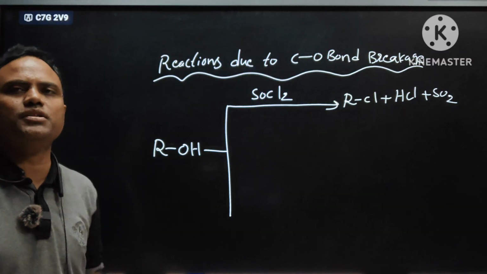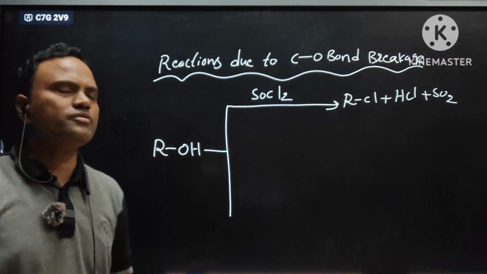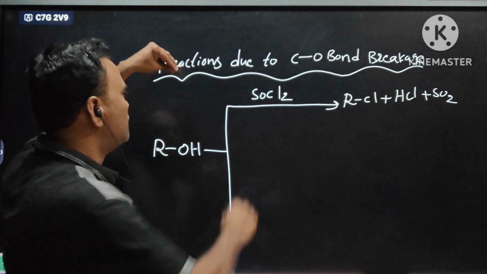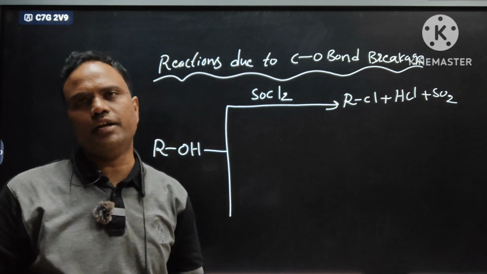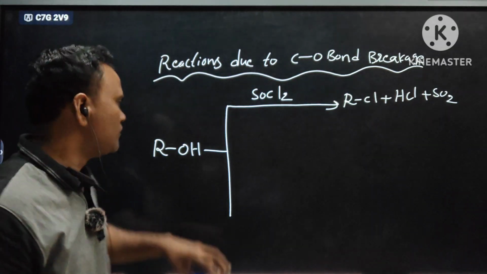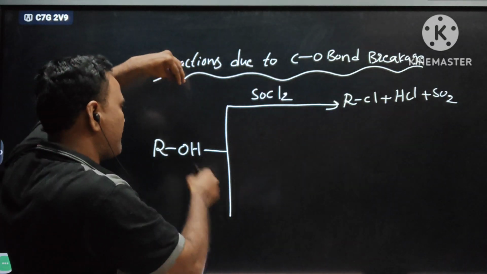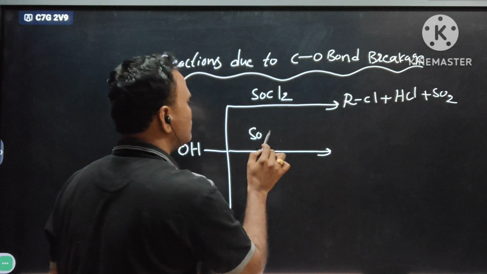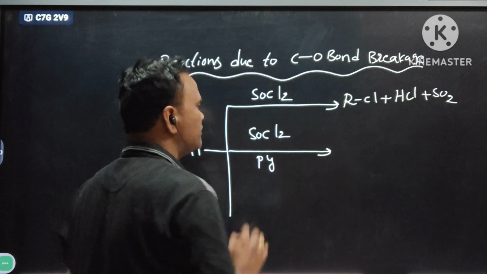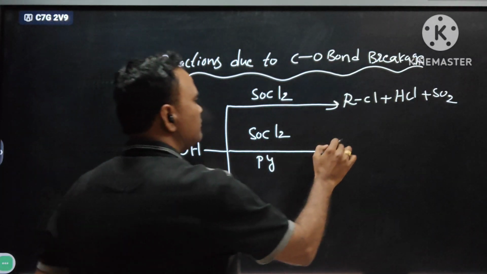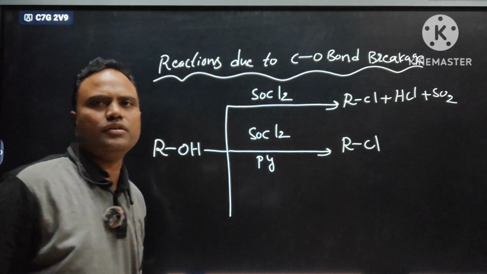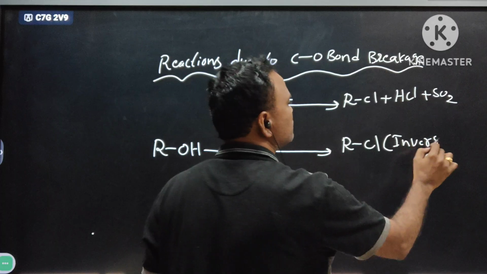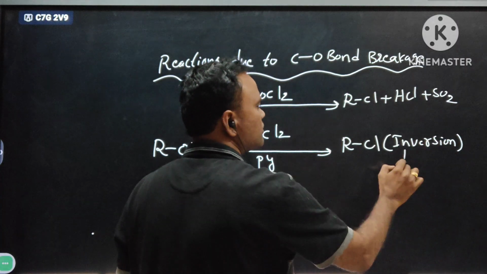So you have to identify the reaction. What happens when alcohol is treated with SOCl2? Remember, the OH group will be removed and Cl will be added. Clear? OH leaves and Cl will attach. Next, SOCl2 with pyridine. Here also it is the same, but what is the difference? Here we will get an inversion product. Inversion product formation takes place.